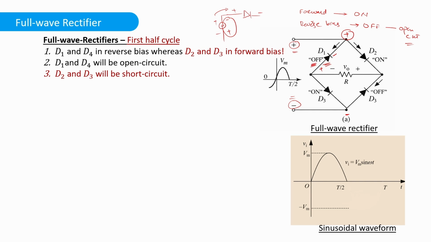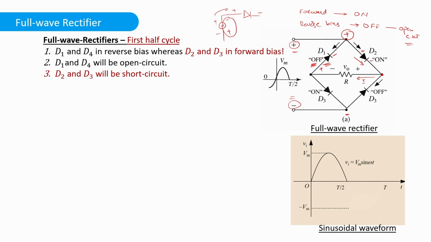But if we look at the second diode, this is the positive terminal, this is the negative terminal, and we can clearly see that the positive terminal is connected with the positive terminal of the source. Hence, this will be in forward bias condition, and we will have a flow of current arriving at this point, which will pass through the resistor in this direction. Let's call this current I.